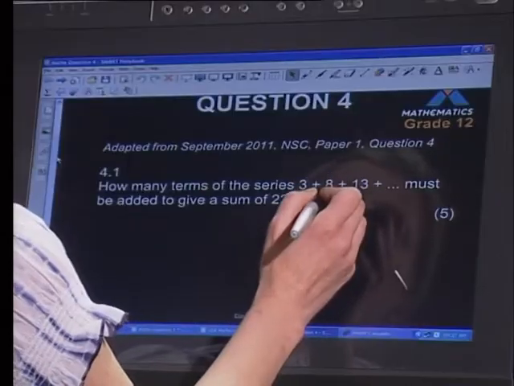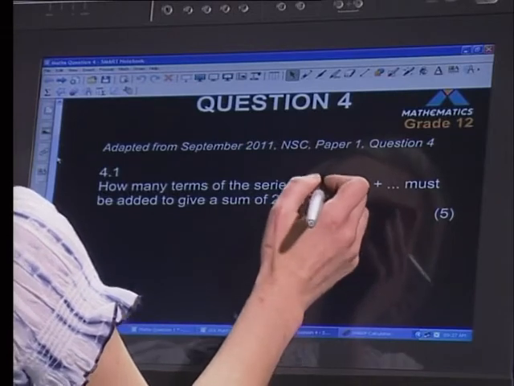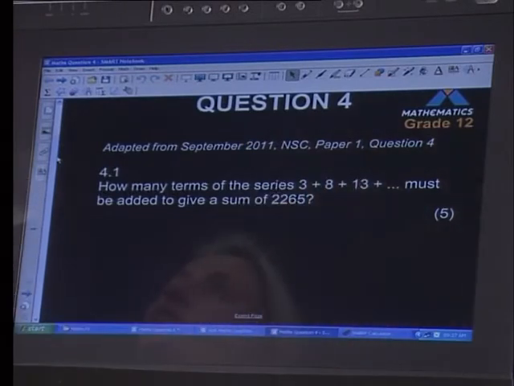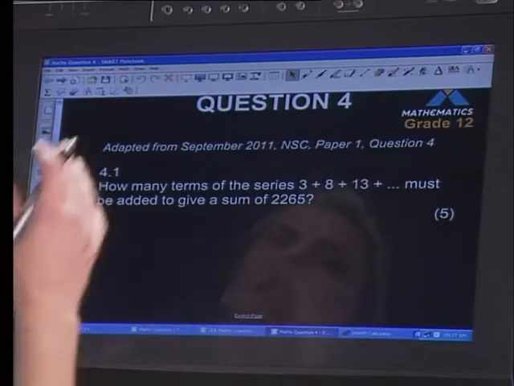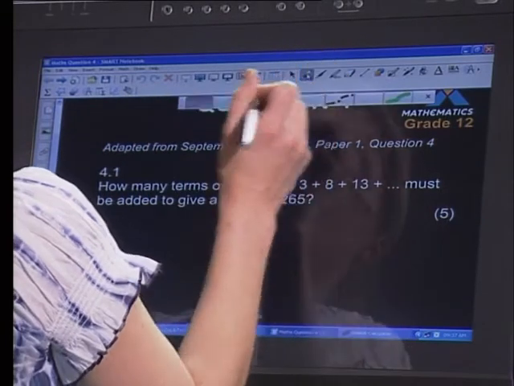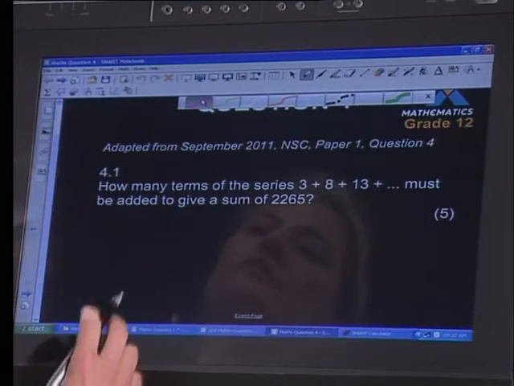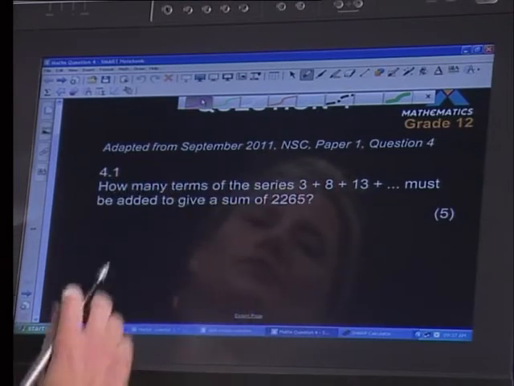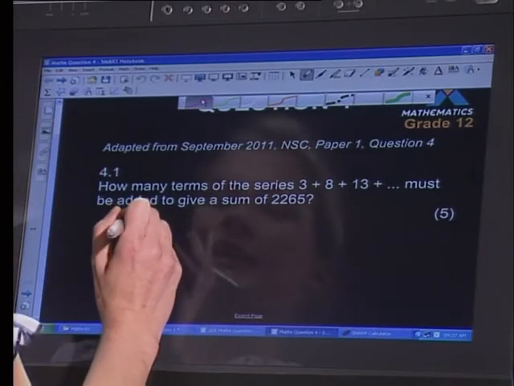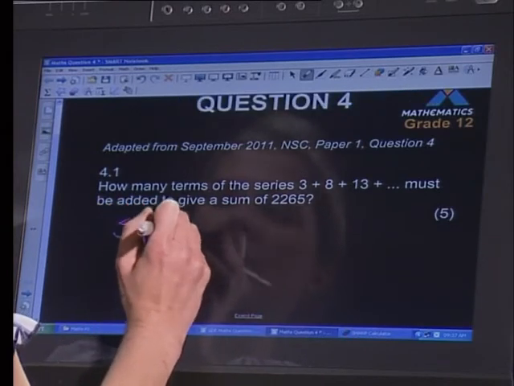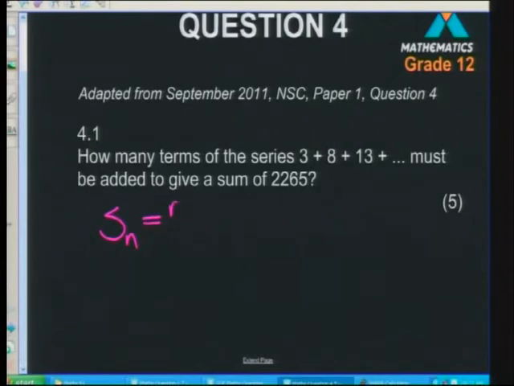Now, guys, whenever we're dealing with a sequences and series question, our first order of business is to establish what sort of sequence we're dealing with. Now, 3 plus 5 gives me 8, and 8 plus 5 gives me 13. So immediately I can say that I'm dealing with an arithmetic sequence. Now, they say how many terms must be added to give a sum of 2,265. So that means I'm dealing with the sum of an arithmetic sequence, and I'm going to write down the sum formula.